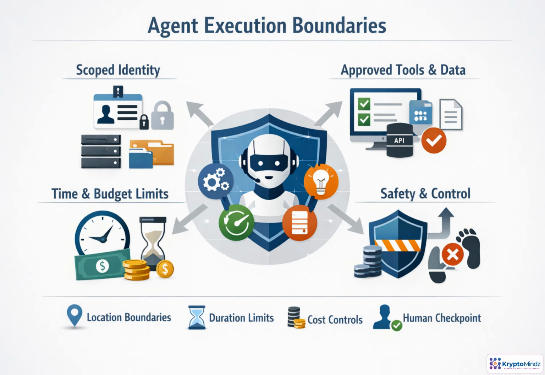Think of an autonomous agent like a capable contractor inside a secured worksite. It needs room to act, but not unlimited freedom. Execution boundaries define its identity, the tools and data it may touch, where it can operate, and the time or budget it can consume. They also define stop points, when approval is required, when logging is mandatory, and when risky actions are blocked. Good boundaries let agents move quickly without becoming uncontrolled operators.